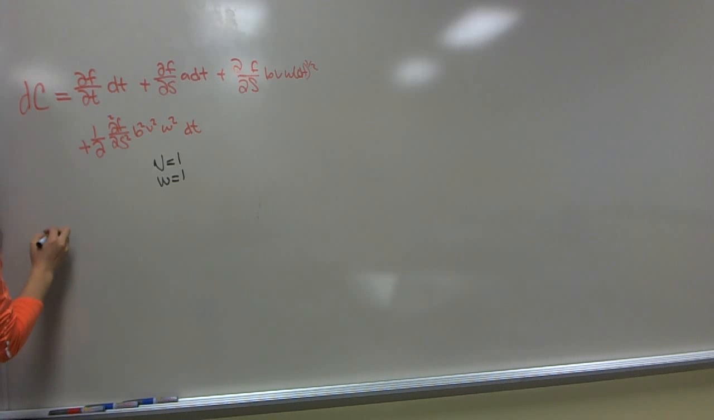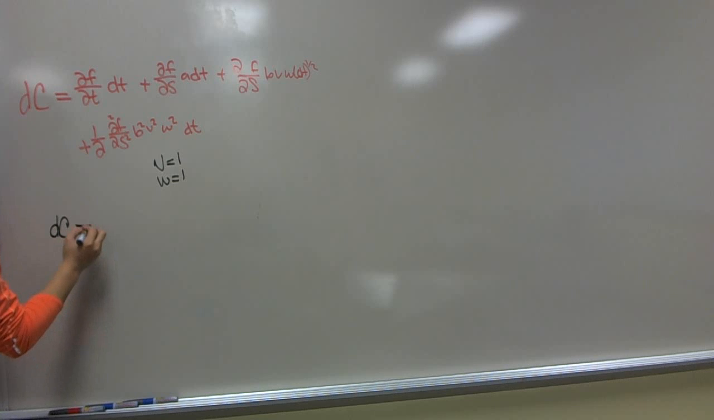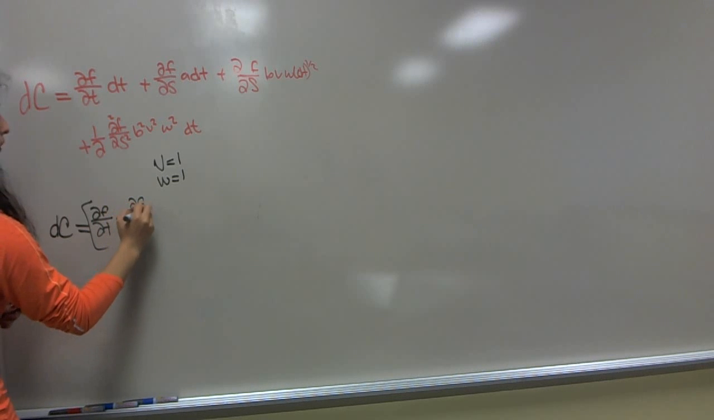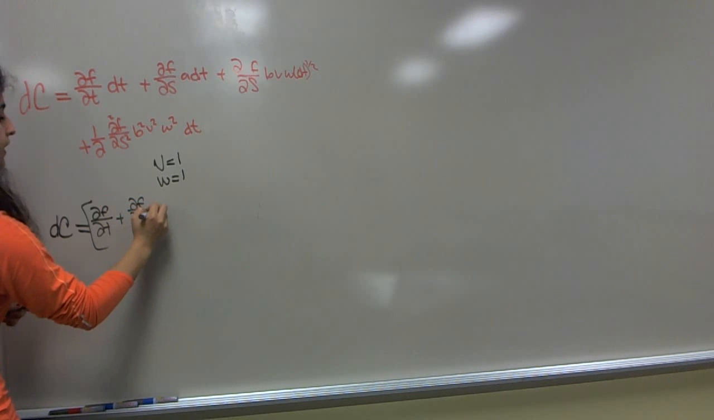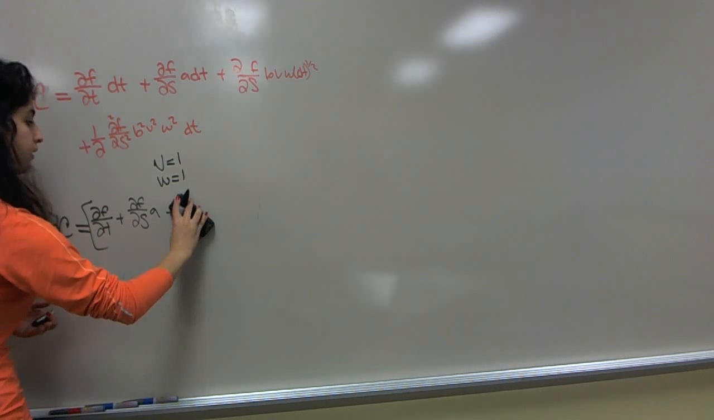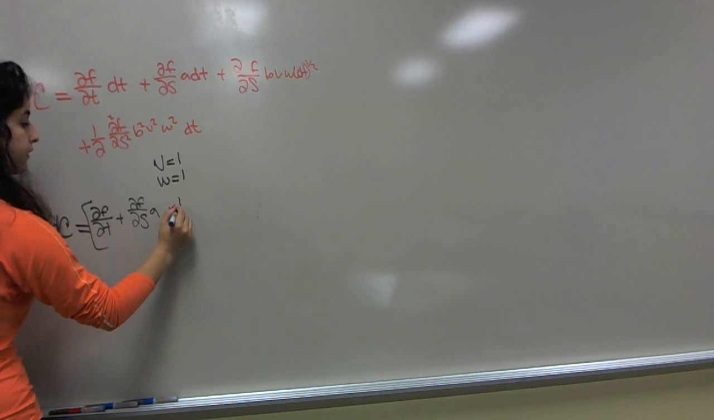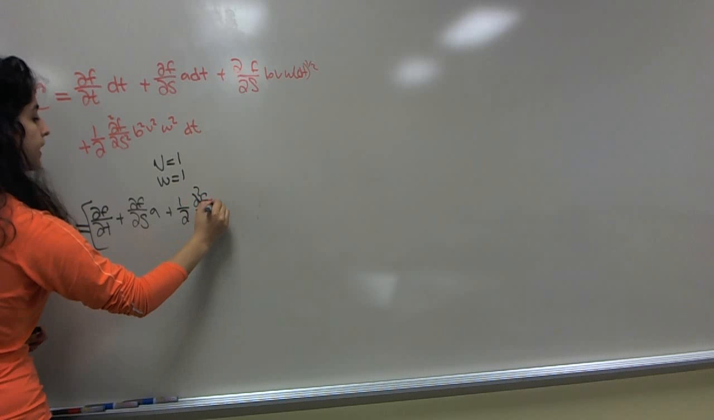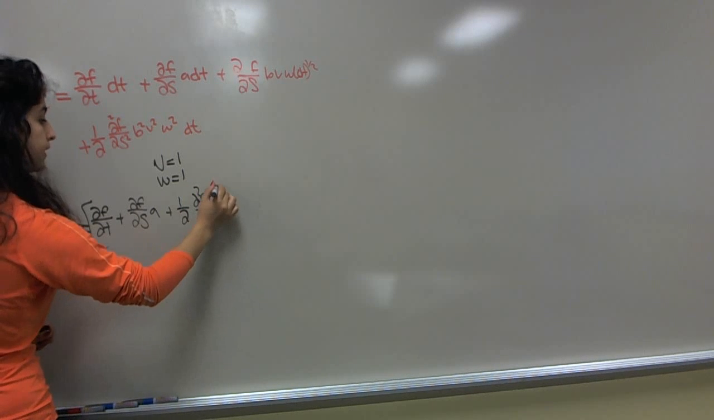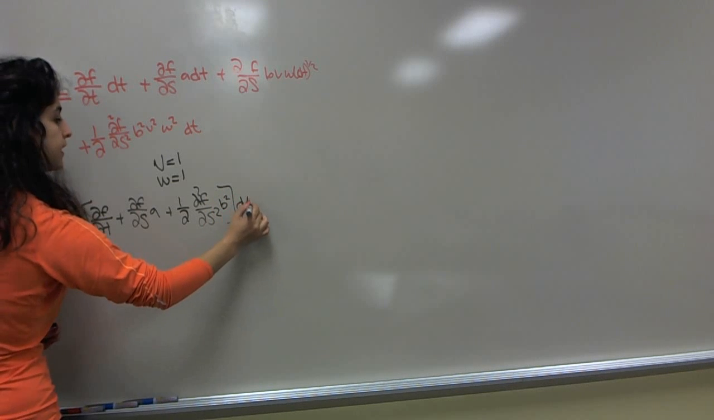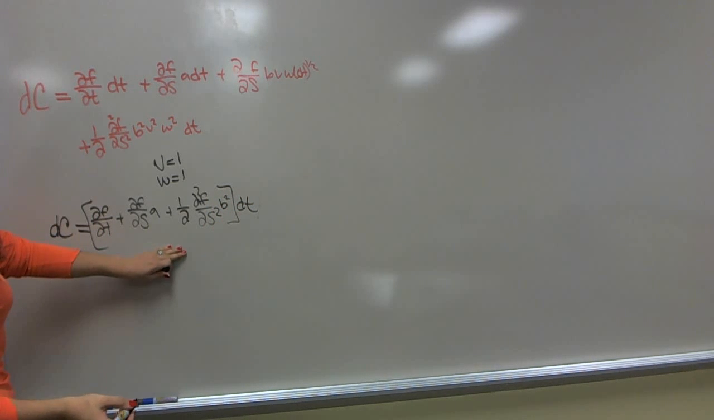Okay. So we can rewrite this now as dC is equal to the quantity ∂F/∂T plus ∂F/∂S times A plus 1/2 ∂²F/∂S² times B squared, all times dt. But this is only the deterministic component.